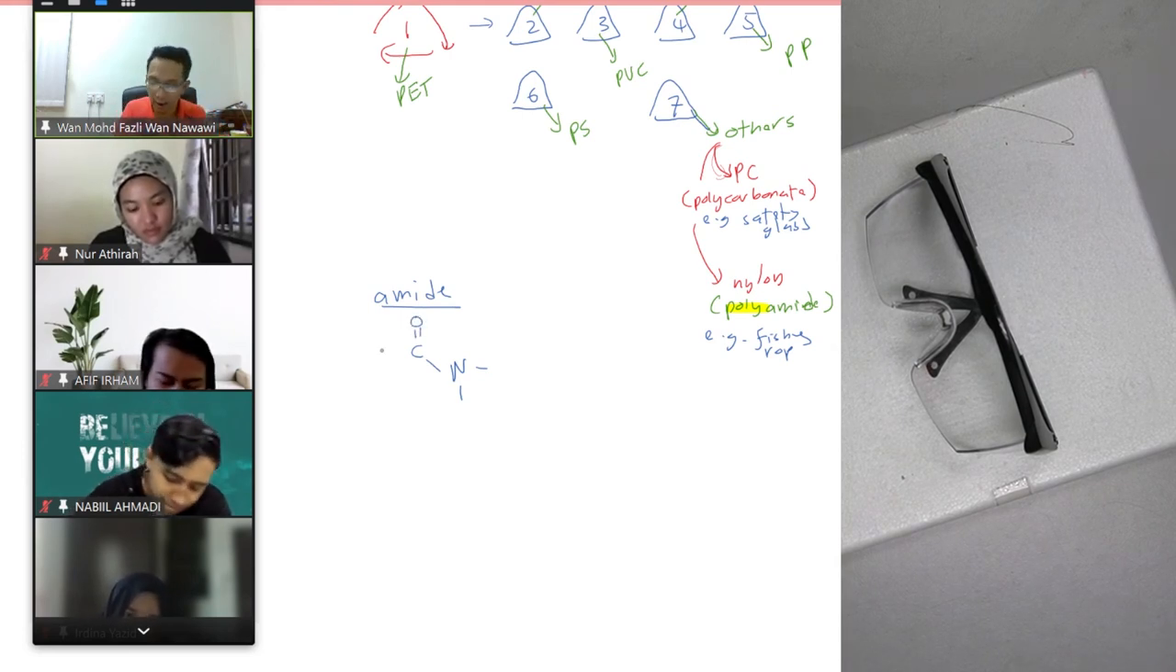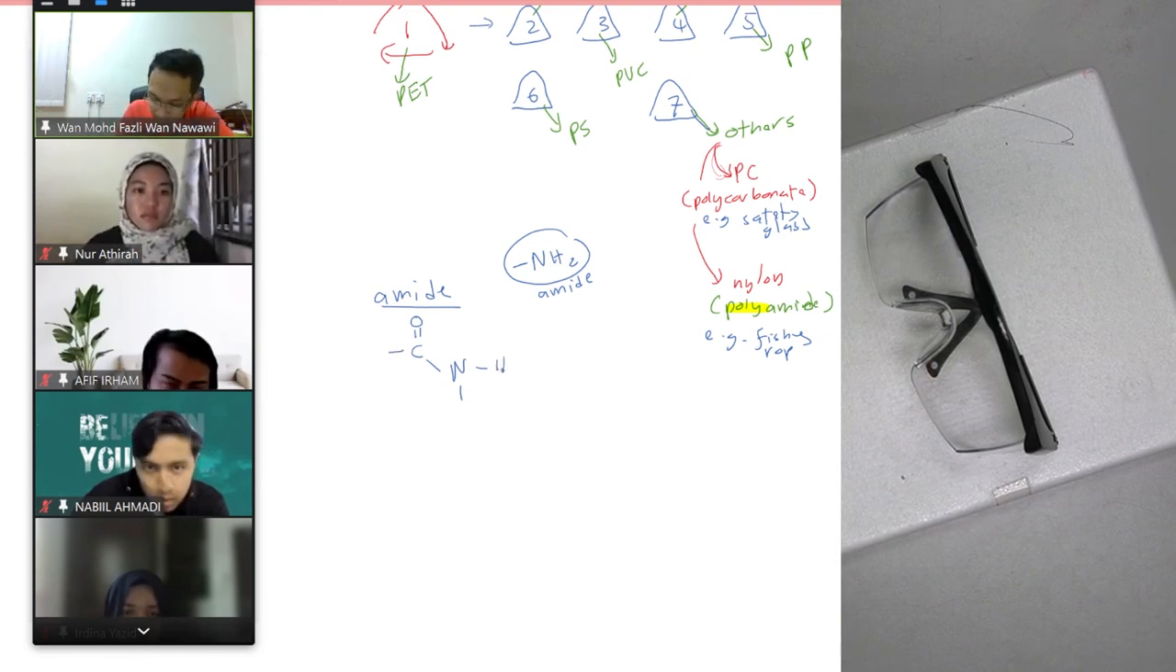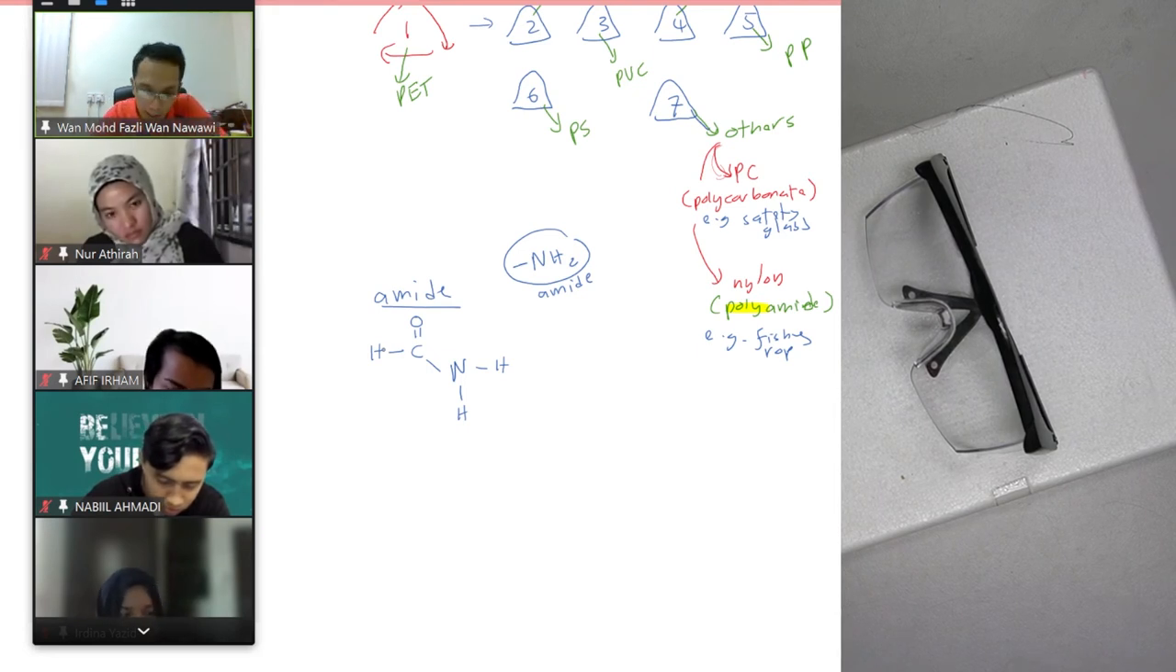When you have N only, for example NH2, this thing we call amine. Okay, when you have this double bond O, we call it amide. O and then C and then N, we call it amide. It still has N, but we rather call it amide rather than amine. So you have something like this, NH. So this is amide. So polyamide, what does it mean by polyamide? You have this structure repeated again and again.